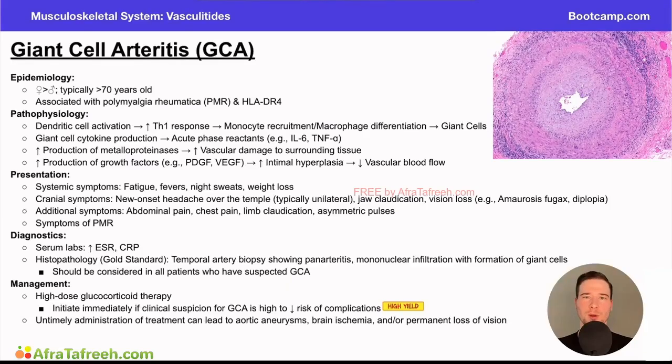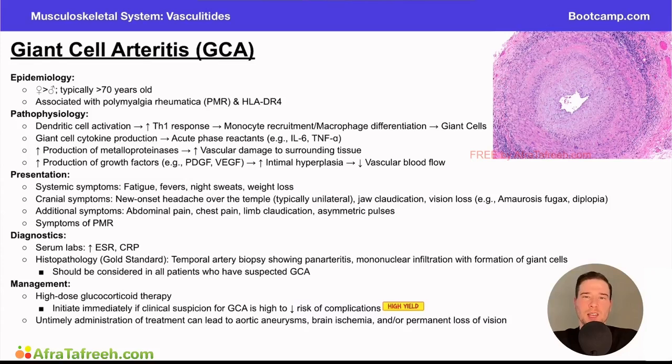So in this first video, we're going to talk about giant cell arteritis. Sometimes this is also called giant cell temporal arteritis, and you'll see why in a bit. But first, I just want to give a little context here before we dive into all of the details. What is a vasculitis? A vasculitis is inflammation of the blood vessels. And so we're going to talk about a lot of conditions that can lead to inflammation of the blood vessels.